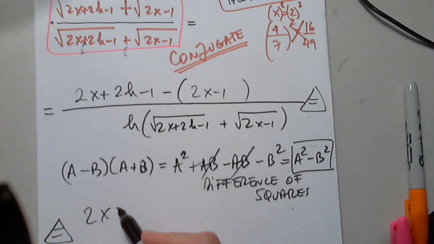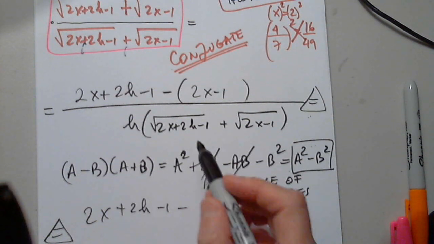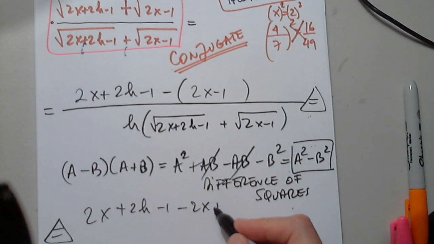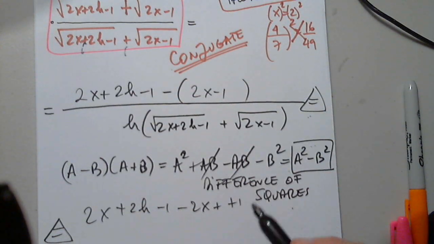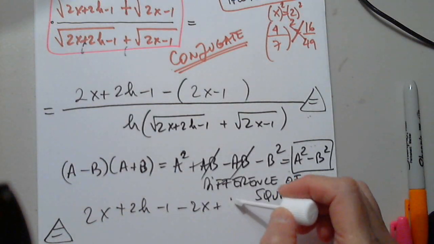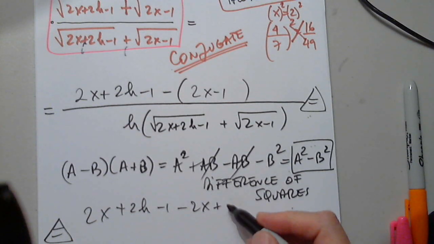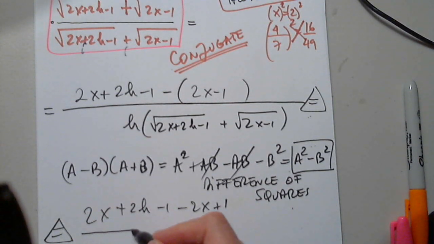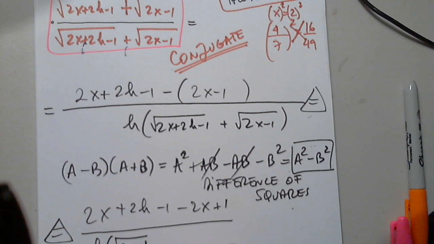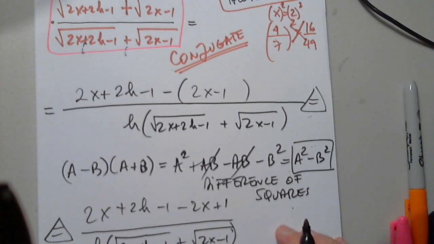So we have 2x plus 2h minus 1 minus 2x and plus 1. Oops, I put 2 pluses in there, and there was no need for 2 pluses. Sorry. Good. So plus 1, divided by h times this. No one can change that. No one can simplify the denominator: the square root of 2x plus 2h minus 1 plus the square root of 2x minus 1.